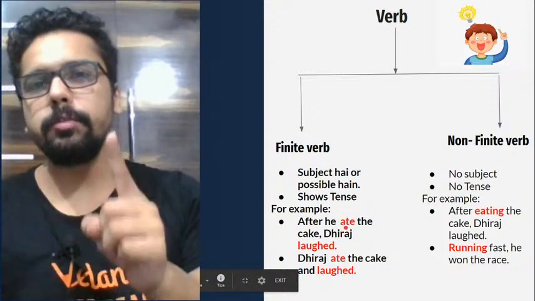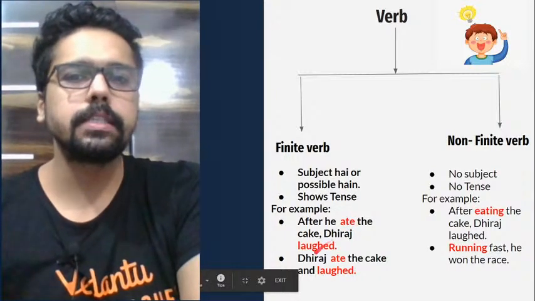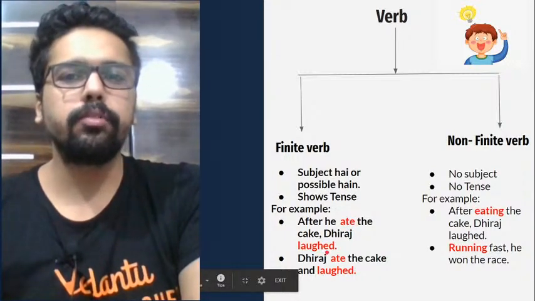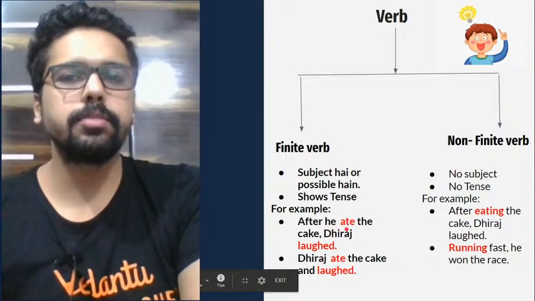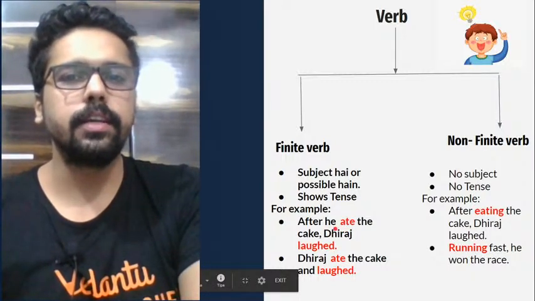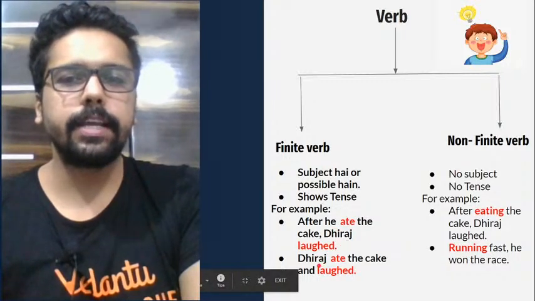Why are these finite verbs? Because if you see, they show tense. The word ate, of course, clearly talks about past tense, and the word laughed also clearly talks about past tense, and they have a subject before them. What is the subject before ate? It's he. What is the subject before laughed? It's Dhiraj.